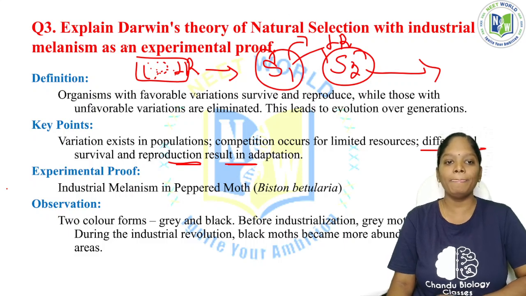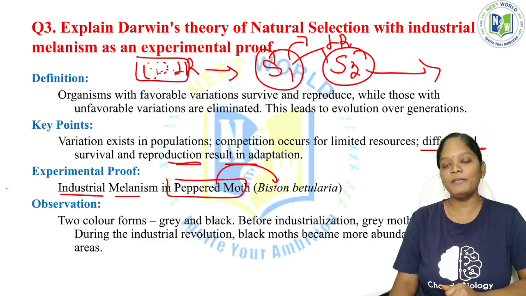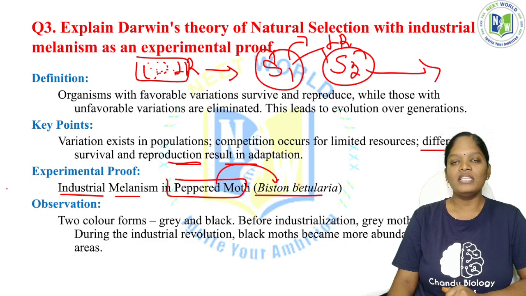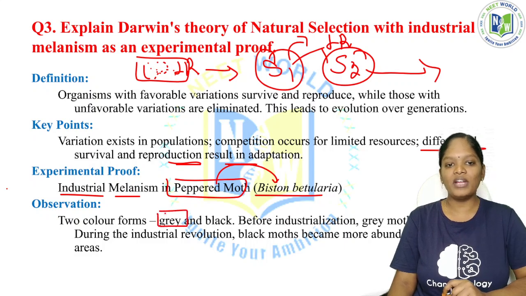Now, what will be the experimental proof with respect to this? Industrial melanism. See here, the industrial melanism in peppered moth. Very important: peppered moth, Biston betularia. This is the scientific name of the peppered moth. What is the observation? There are two color forms. One is grey and one is black.